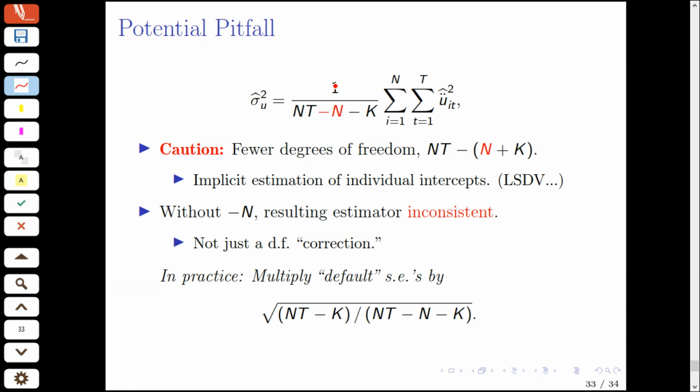However, if you use a canned estimation routine, such as the one that's built into, say, Stata, then you can recover the asymptotically valid standard errors by simply multiplying the results by the following factor, which is the square root of the degrees of freedom that would prevail if we did not adjust for the estimation of individual specific intercepts relative to the degrees of freedom that take these intercepts into account.